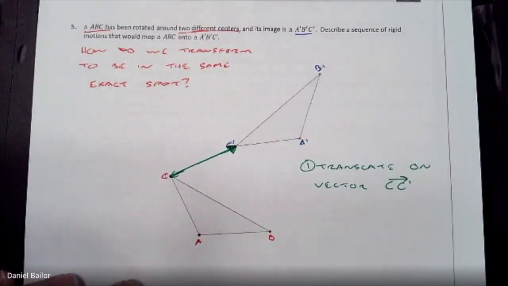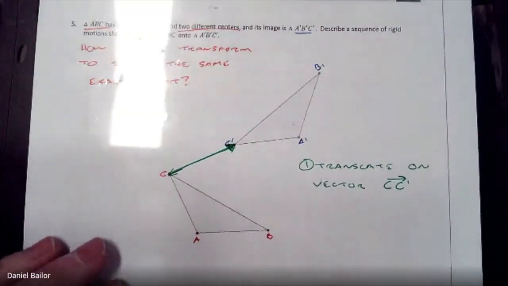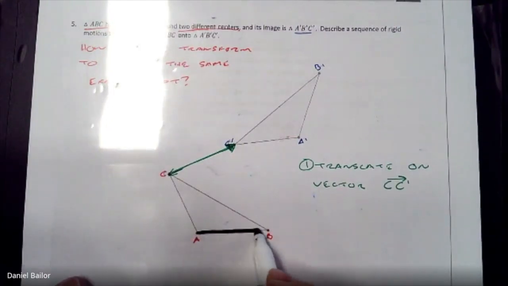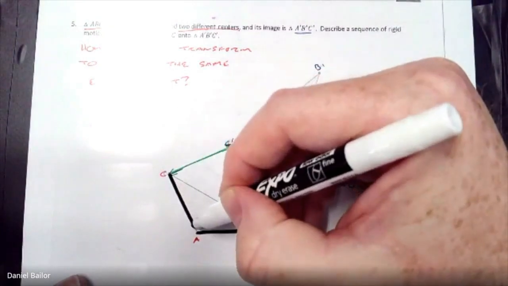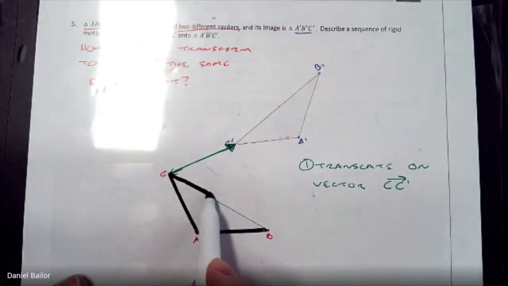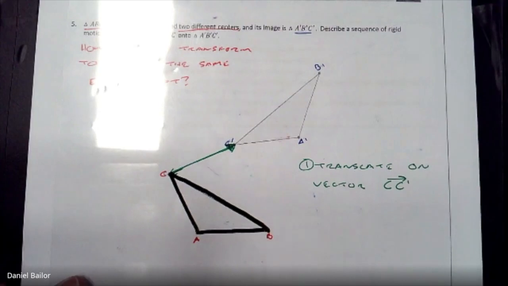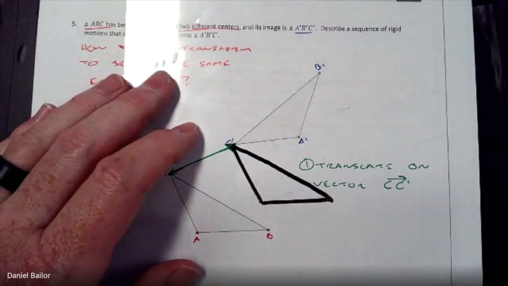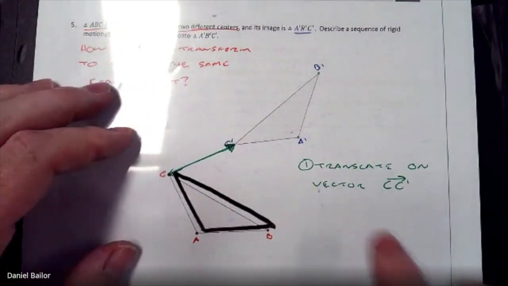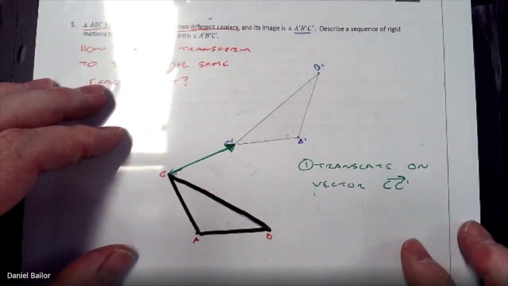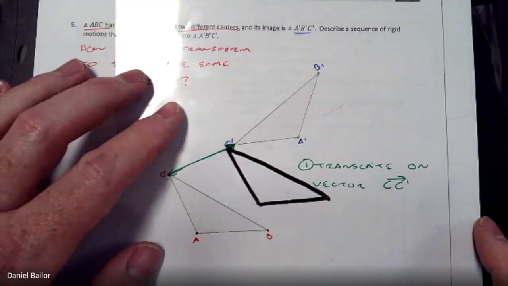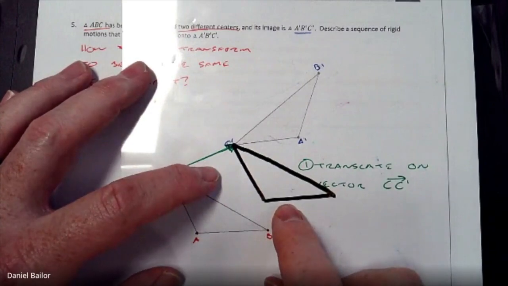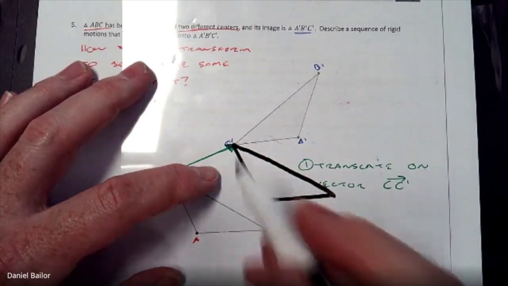Let me show you what I'm talking about here with my transparency. I want to start with the original right here, and I want to move it back. So step 1 is to follow this vector right there. Do you see how step 1 is translate on the vector? I slide it right there. Now it's right here. I still need to figure out how to move it back.